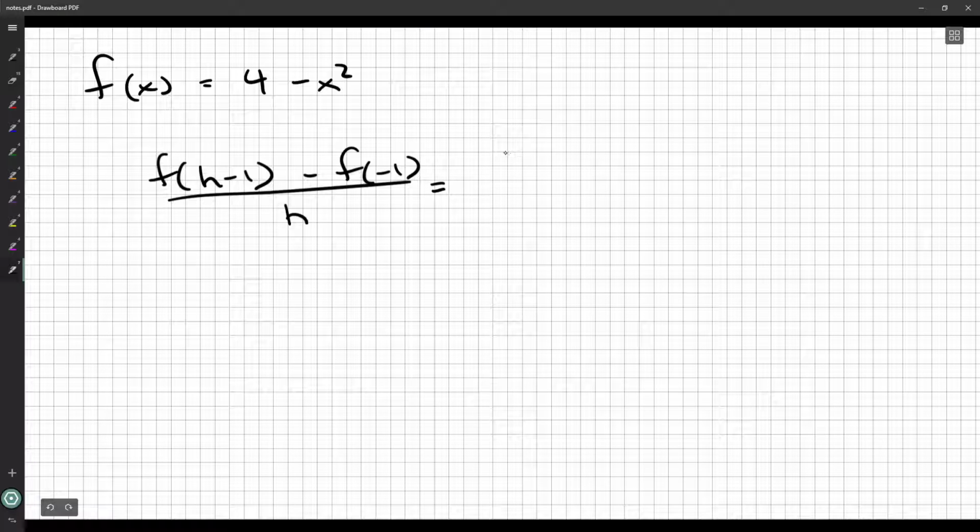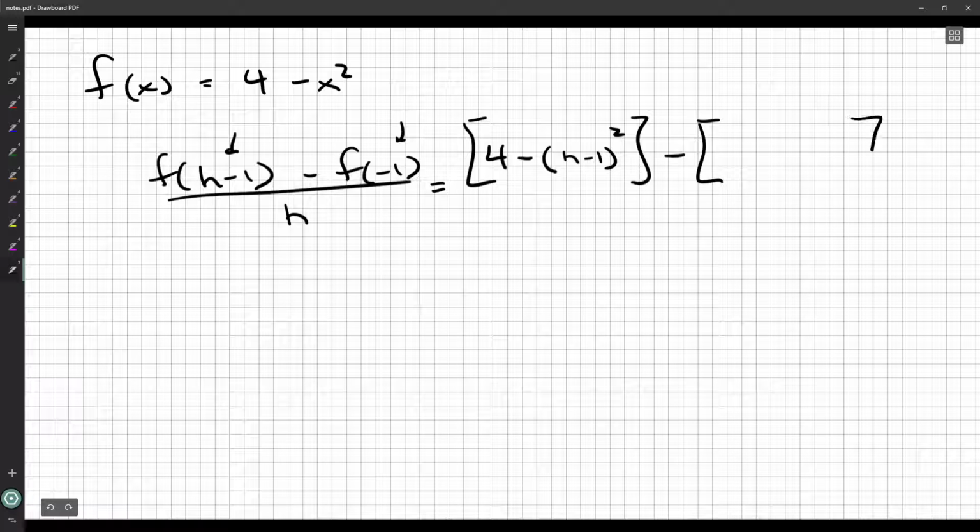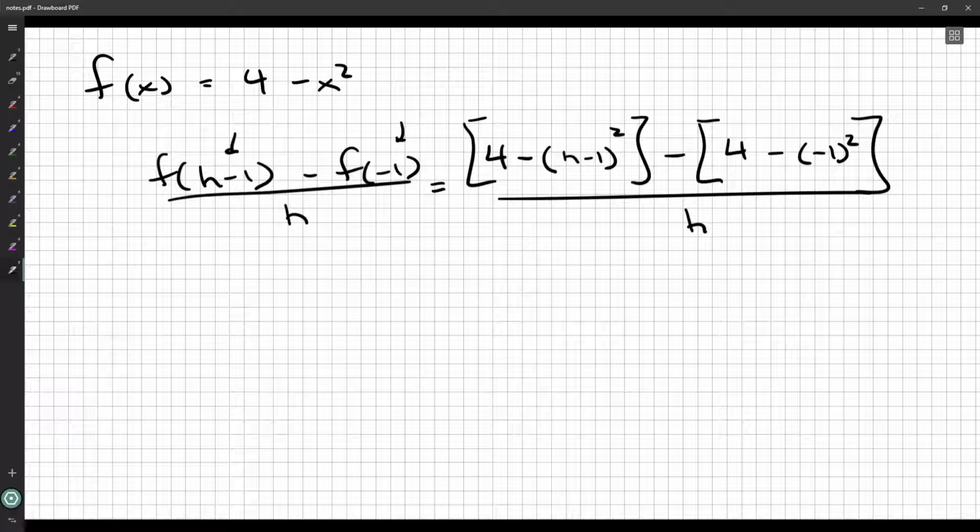So let's simplify that. Everywhere I see an x in the original function, I'm going to replace it with whatever's inside the brackets. And because of the minus sign, I don't want to mess anything up, so we're going to introduce some more square brackets just to really make sure everything is separated properly. Okay, so we have successfully input our h minus 1 and our minus 1 into the function. We now don't really need to know what the function was anymore. Now it's just up to us to simplify all this.